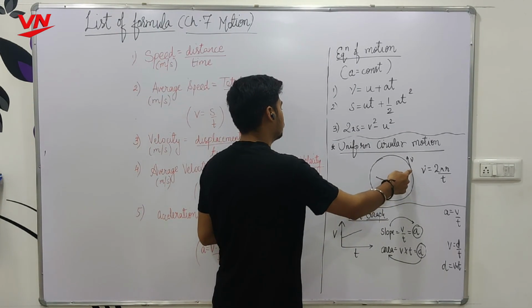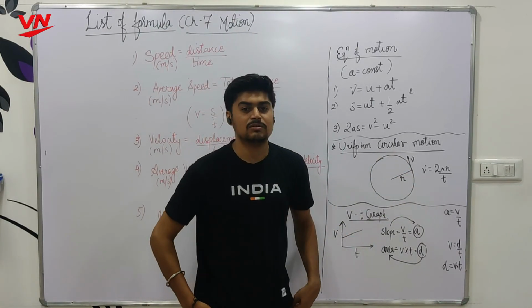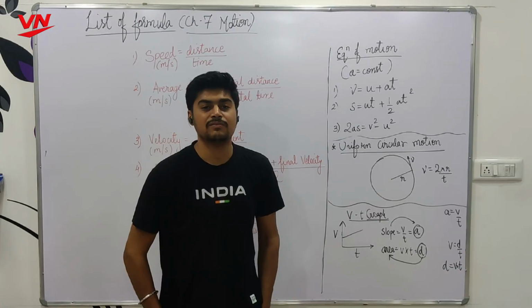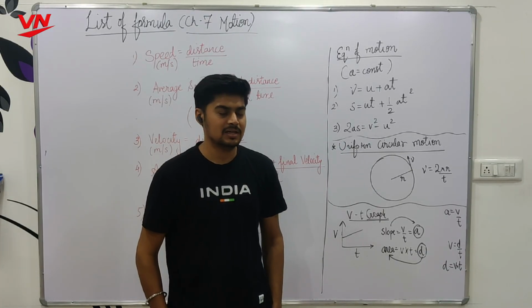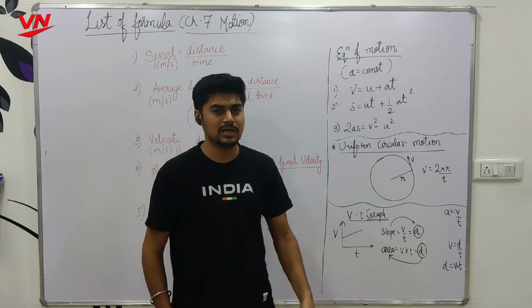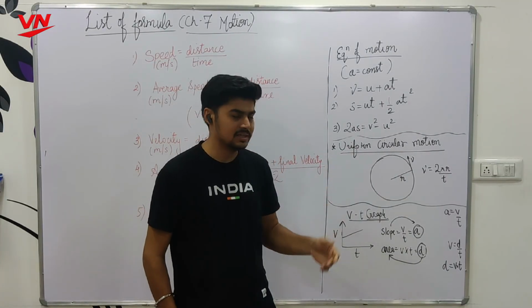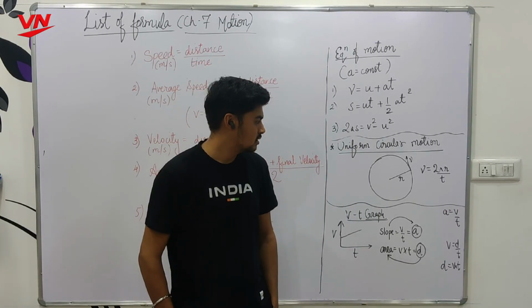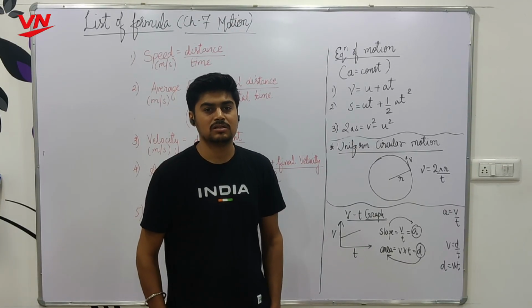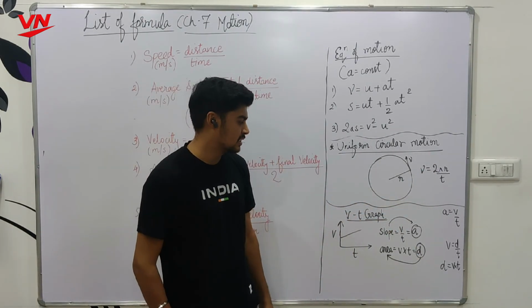If an object starts from here and completes one rotation, the distance will become the circumference of the circle. And what is the formula for the circumference of a circle? 2 pi r, where the radius is r. Distance becomes circumference, formula 2 pi r. And the time taken to complete that one revolution is t. So v is equals to 2 pi r by t. That's how you can relate the formulas.